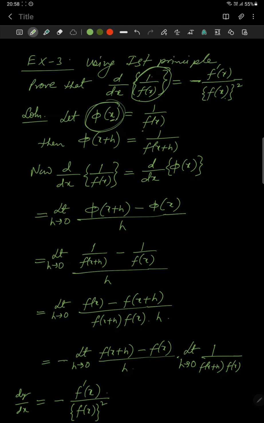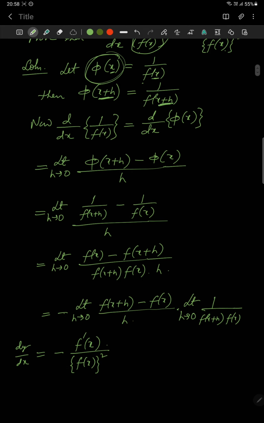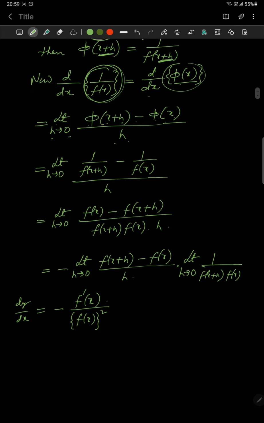So in place of x, if I am writing x plus h, then in place of this x also we have to write x plus h. So finally, if you have to find out the d/dx of 1 divided by f(x), or d/dx of phi x, which is nothing but this, in place of this 1 by f(x) is written as phi x, we can again use the first principle formula, that is limit h tending to 0, phi(x plus h) minus phi(x) whole divided by h.